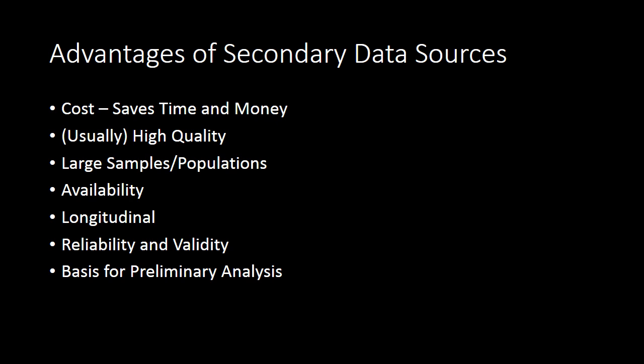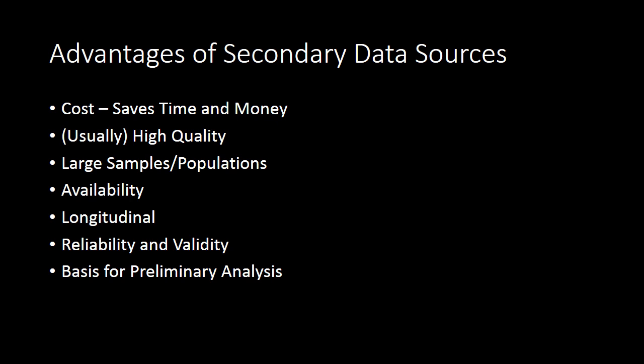There are a few advantages of secondary data sources in comparison to primary data. The first is cost. Primary data, because you're collecting it yourself, usually requires you to assemble a team of people to help you gather that data, and it can be very resource intensive and costly. Secondary data sources are much lower cost because usually they're easily available and anybody can just download and analyze them without having to go out and collect the data yourself.